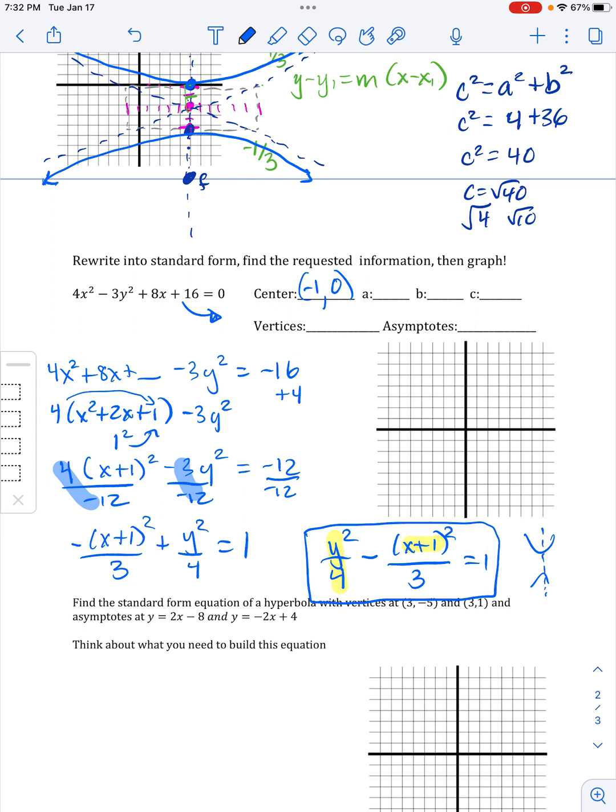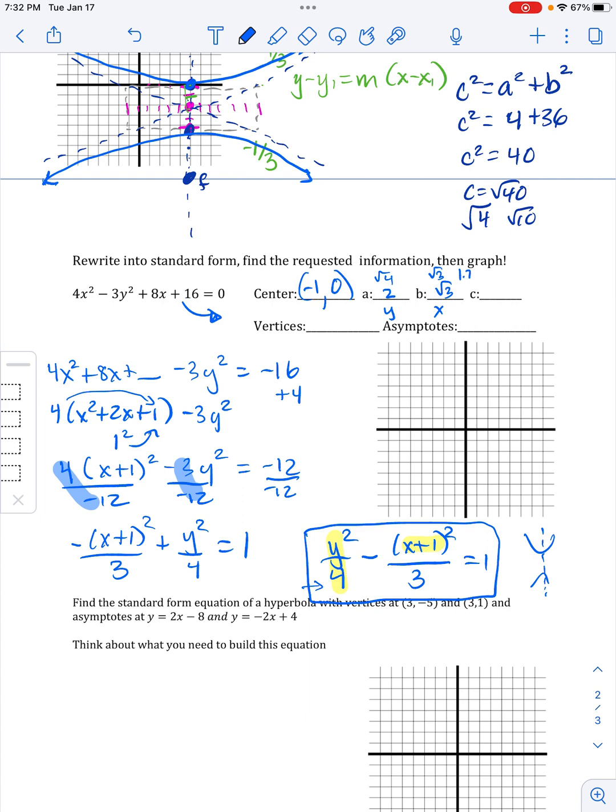My a value is whatever's first, so this is this. Square root of 4, I get a 2, and it's under the y. Square root of 3 is sort of annoying, but that's what it is, and it's over the x. Now, for graphing purposes, what did I have for my square root 3? 1.7-ish. Okay, so let's get that far.